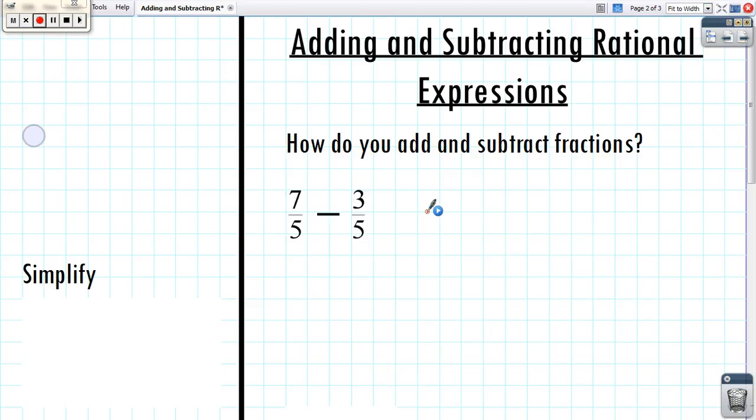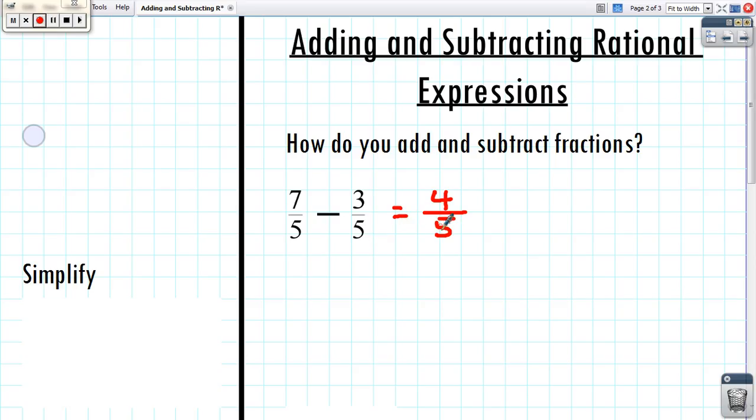So for example, like this problem, you want to ask yourself, how do you add and subtract fractions normally? Well, if you recall from the past, it's all about having a common denominator, like this problem here, 7/5 minus 3/5. We're talking about things that are measured in fifths. So in this case, since they're the same denominator, we can just look at the numerators. 7 of these minus 3 of these is 4, and the unit of measure we're looking at is fifths, so we end up with 4/5.